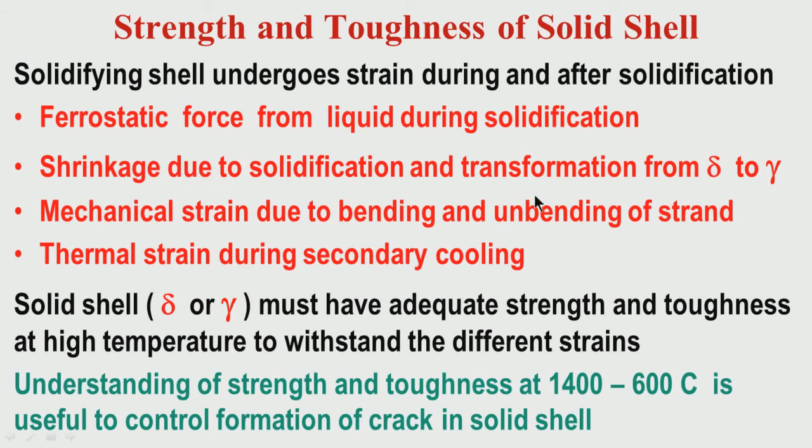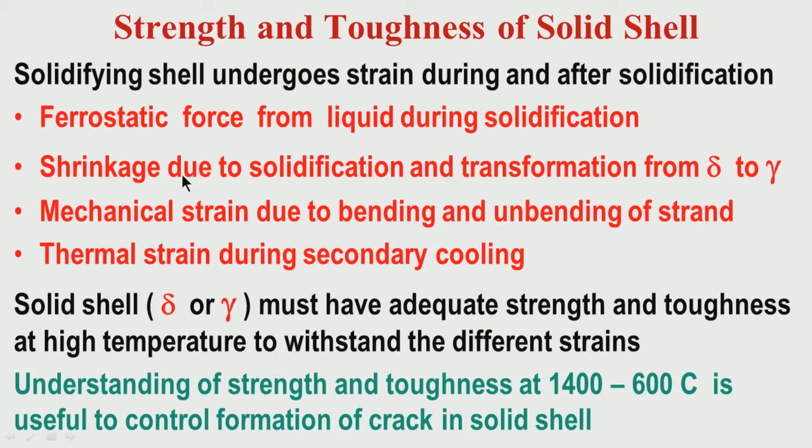Number two, shrinkage due to solidification. Whenever there is a solidification, there is a shrinkage, there is a volume change. Due to volume change, there is a density change. Lower volume means there is a shrinkage. So, due to shrinkage, again there will be a force on the solid shell. Again, if there is a transformation from delta to gamma, that means initially delta is forming and then delta is transforming to gamma, then this transformation from delta to gamma also causes transformation stress, strain.